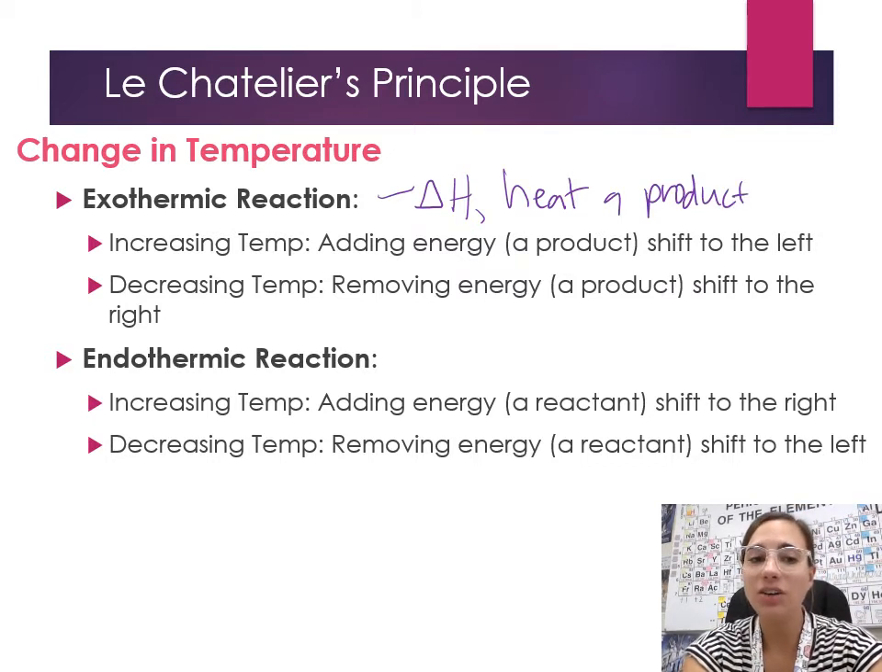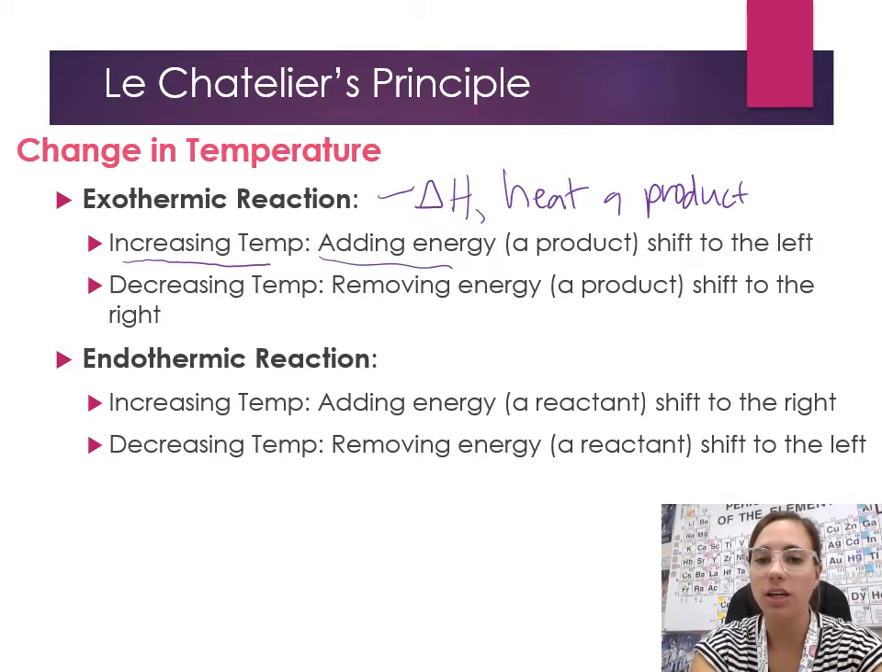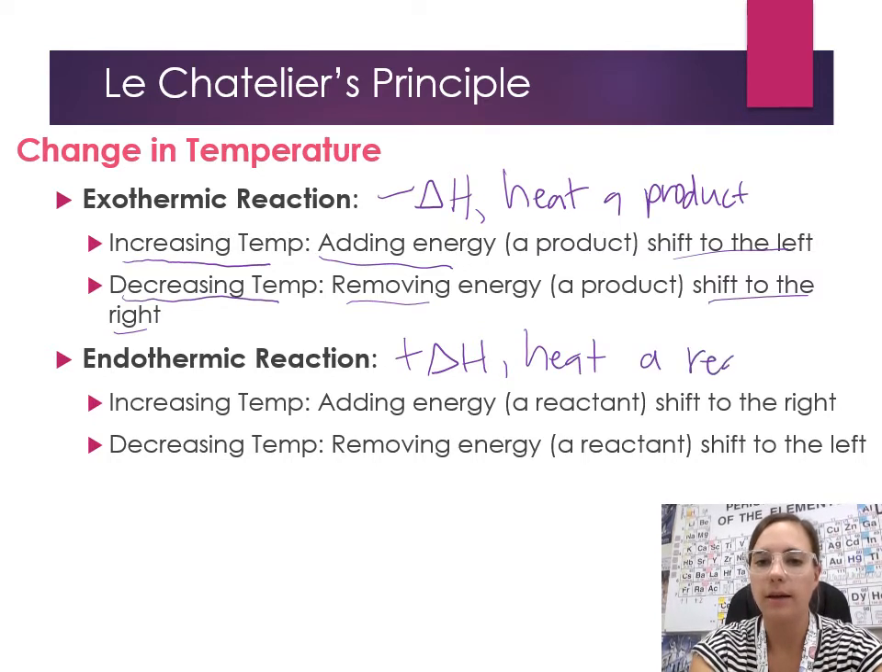So for an exothermic reaction, meaning negative delta H, heat is a product. If I increase the temperature, that's like adding energy, so that's like adding a product, so I shift left. If I decrease the temperature, that's like removing energy, which is like removing a product, so I shift to the right. For an endothermic reaction, that means we have a positive delta H, so then that's treating heat as a reactant.